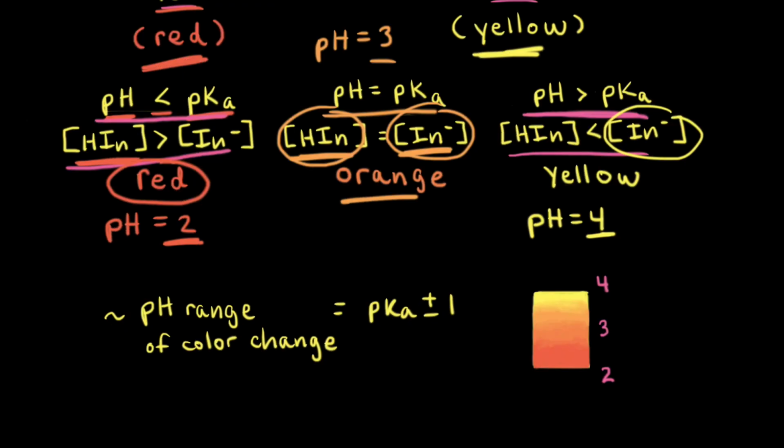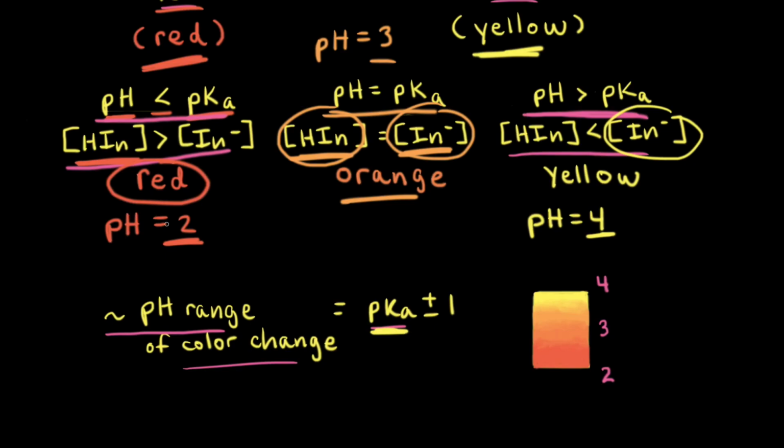Next, let's think about the pH range of the color change for this hypothetical indicator. The approximate pH range over which an indicator changes color is equal to the pKa value plus or minus 1. The pKa value for our hypothetical indicator was equal to 3. Therefore, 3 plus 1 is equal to 4, and 3 minus 1 is equal to 2. And 2 to 4 is the approximate pH range over which our indicator changes color.